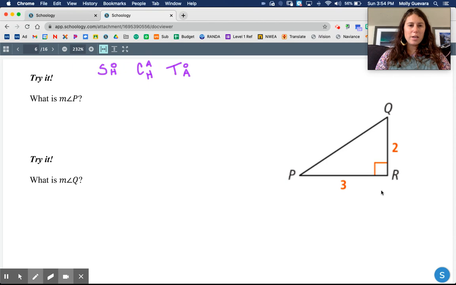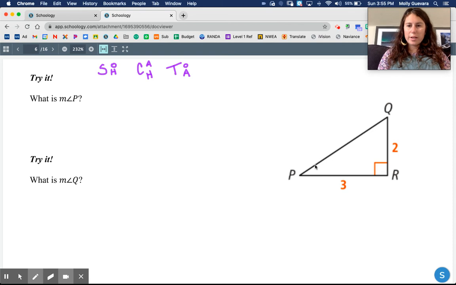So go ahead and pause the video. Try it, find the measure of angle P, find the measure of angle Q, and then when you're ready to go over it, let me know and just hit play. Okay, so hopefully you tried it at this point. If not, make sure you pause it, try it, and then hit play.